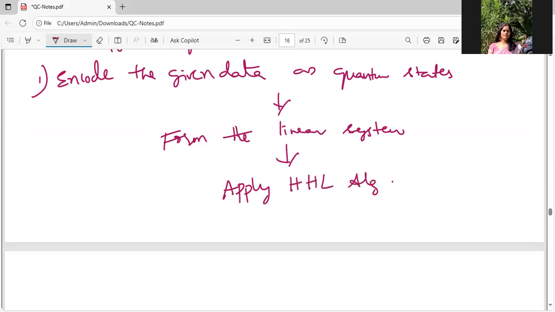Of course, this algorithm is neither unsupervised nor supervised, guys. Quantum linear regression, you can just guess whether it is supervised or unsupervised. Again, when I talk about quantum linear regression, then I should tell whether it is supervised or unsupervised. You can just have a guess. Apply the HHL algorithm, and once I get the output, measure and predict. This is the outline for quantum linear regression.